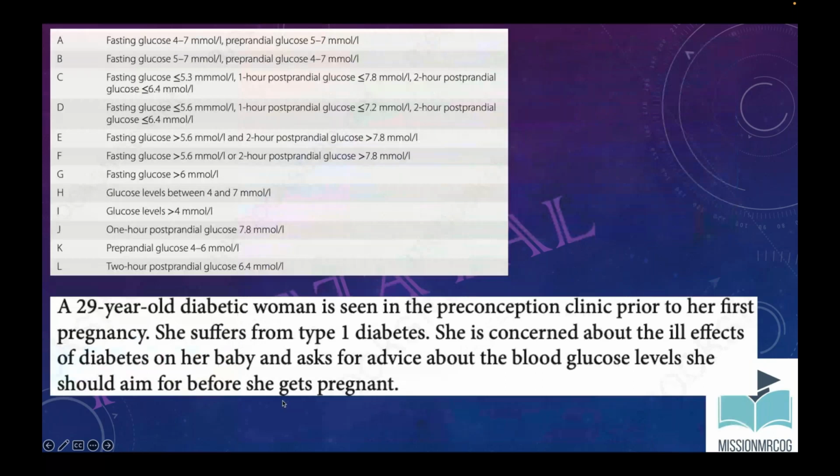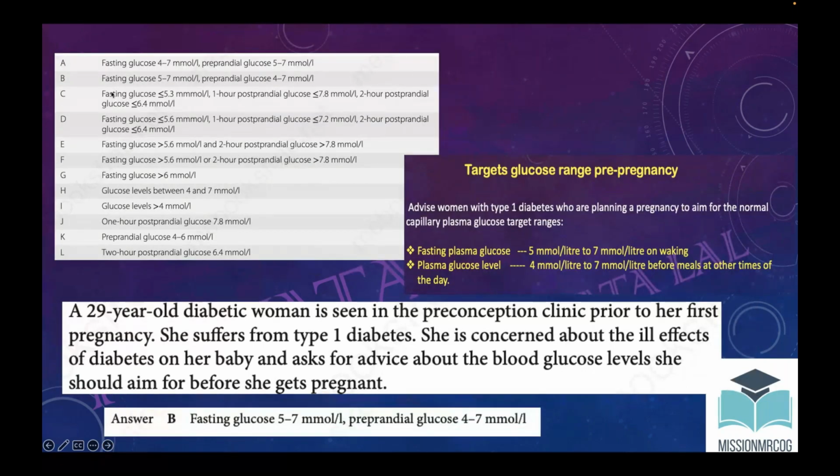So a 29-year-old woman suffering from type 1 diabetes is concerned about the ill effect of diabetes in pregnancy. Advise the blood sugar levels she should aim for when getting pregnant. A. Fasting glucose 4 to 7, ma'am. B. Fasting is 5 to 7, preprandial 4 to 7. So fasting is 5 to 7, and before meal or pre-prandial it is 4 to 7. Here it is reversed in option A. So the answer is B.